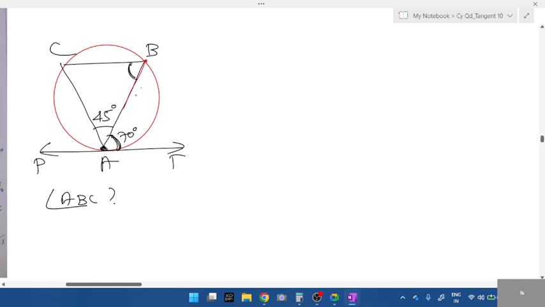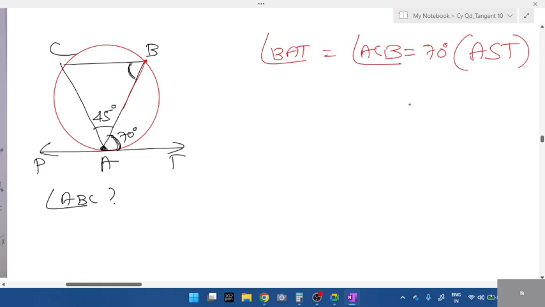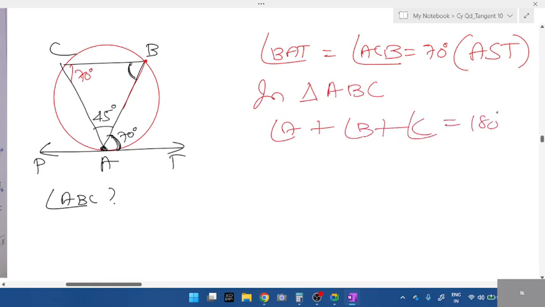Whatever value they have given, take that value first. BAT is the exterior angle, equal to angle ACB, by the alternate segment theorem, is equal to 70 degrees. Write the alternate segment theorem completely. We know this is 70. In triangle ABC, angle A plus angle B plus angle C is equal to 180. You can even use the straight line, I'll teach you on that.